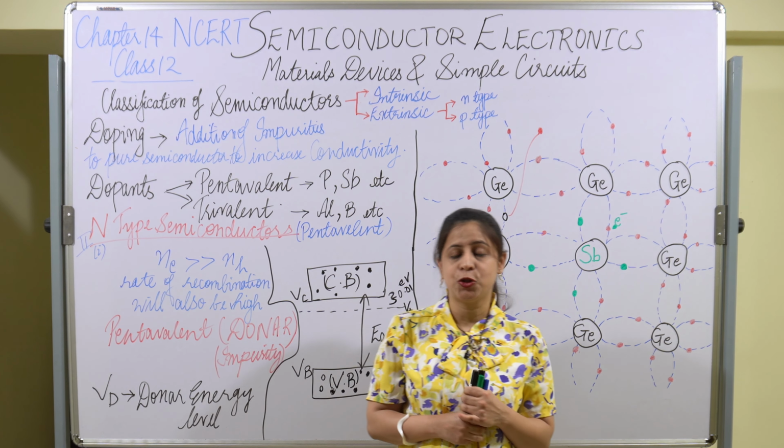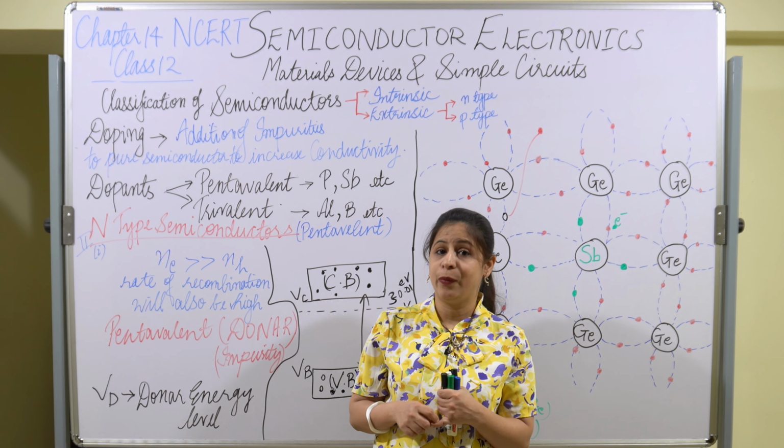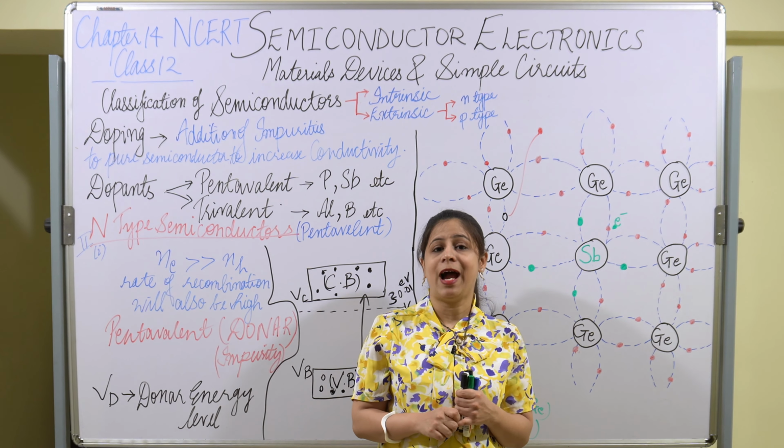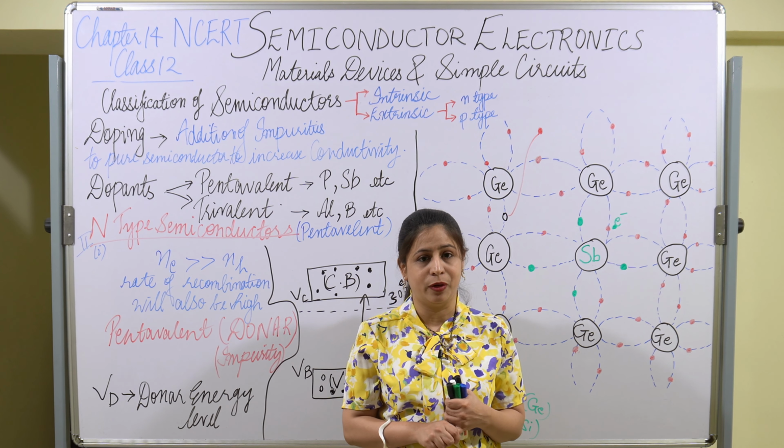Okay, so in the next session we will be studying the P-type semiconductor, which will have a trivalent impurity, and that type of impurity will be known as an acceptor impurity.